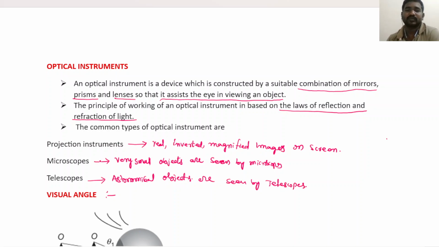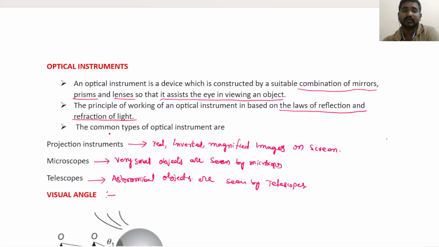So majorly you can take three different types of optical instruments. One is the projection instruments. Second is the microscopes. Third is the telescopes. Projection instruments are used to see real, inverted, magnified images on the optical materials, means on the screens. Microscopes are used to see very small objects, and telescopes are used to see heavenly objects, means the object is very far from the eye. To see such objects we use telescopes.